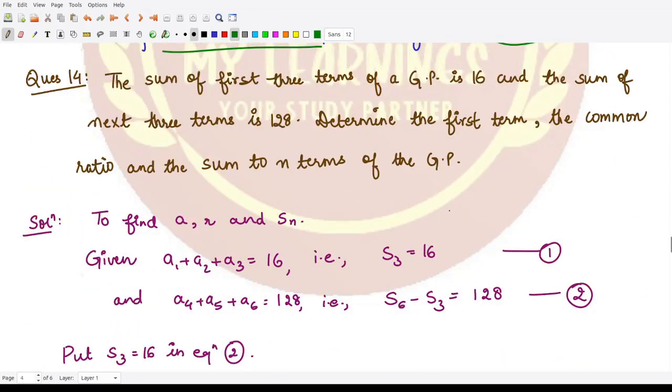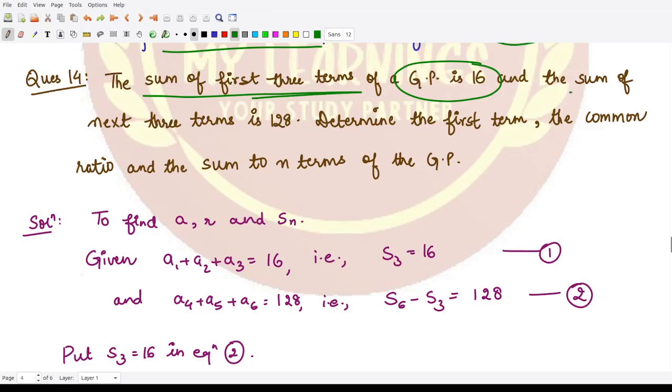Now this question is also a very interesting question. Here they are saying the sum of first 3 terms of GP is 16. This is given to us. So that means if we assume the terms as A1, A2, A3, their sum is given to be 16. So what does it mean? A1, A2, A3 means we are getting S3. So S3 is given to be 16. Let's mark this as equation 1.